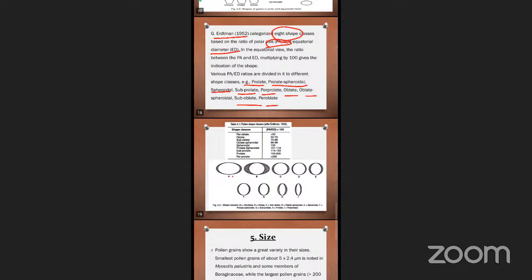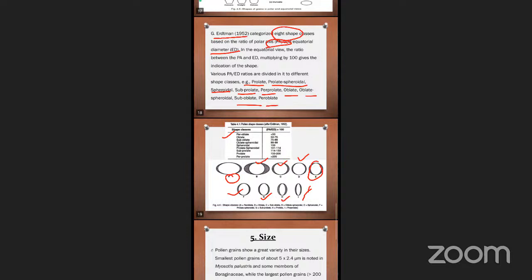A diagram, peroblate; B diagram, oblate; C diagram, suboblate; D, oblate spheroidal; and next E, spheroidal; prolate spheroidal; subprolate; this is prolate and perprolate. So these are the different types of shape.